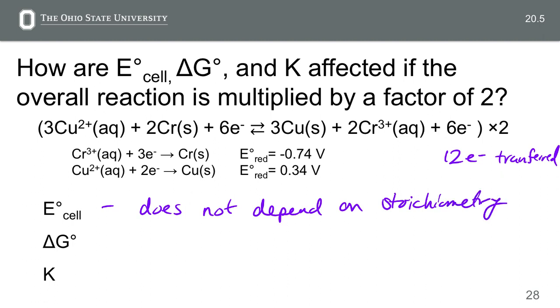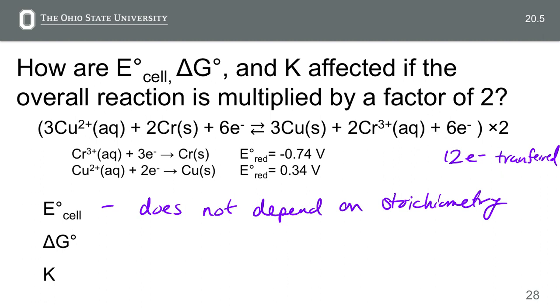When we added our two half reactions together, we had to multiply each half reaction by a factor in order to get the electrons to cancel. We didn't multiply the reduction potential by anything, right? So we don't have to do that. The reduction potentials and the overall cell potentials do not depend on stoichiometry, so there's no effect if we multiply by a factor of 2.